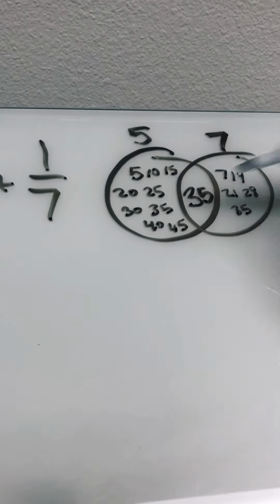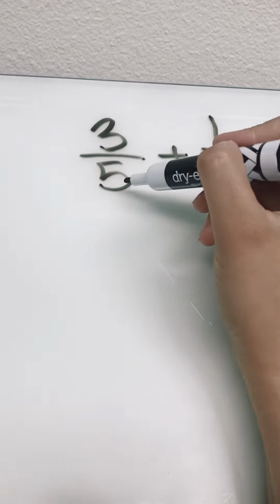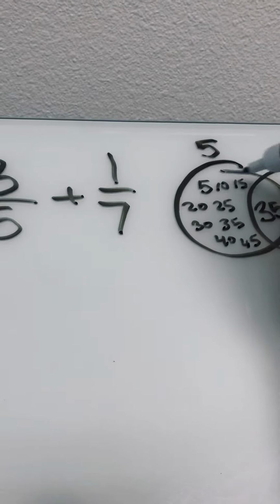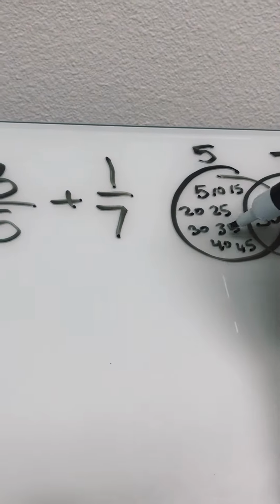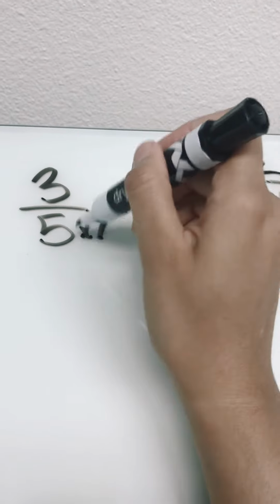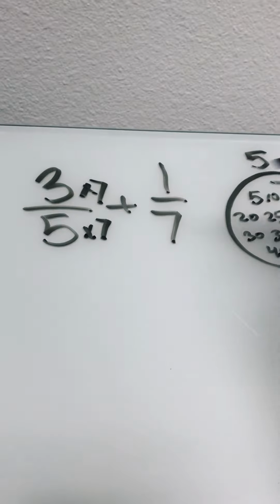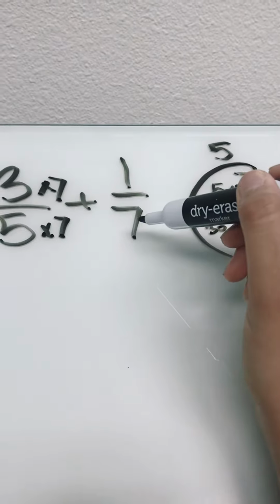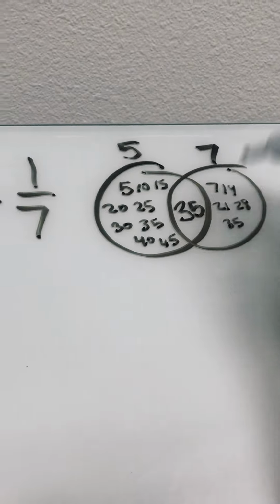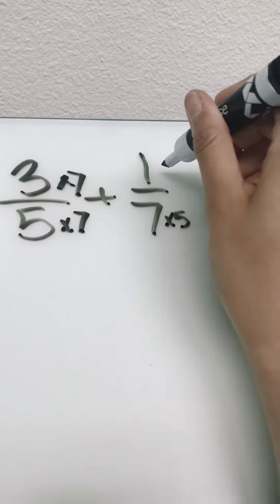a matching multiple, 35. So then we go back to the problem and we say 5 times what is 35? 1, 2, 3, 4, 5, 6, 7. So then we say 5 times 7. And whatever we do to the bottom, we need to make sure that we do to the top here. And we do the same thing. 7 times what is 35? So we count 1, 2, 3, 4, 5. So then we will multiply top and bottom by 5.